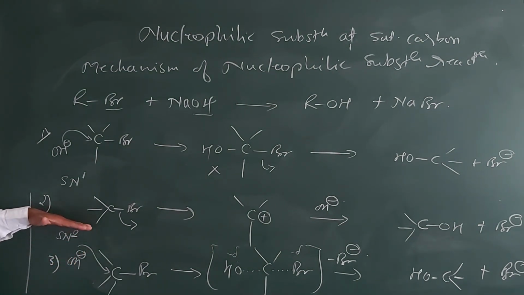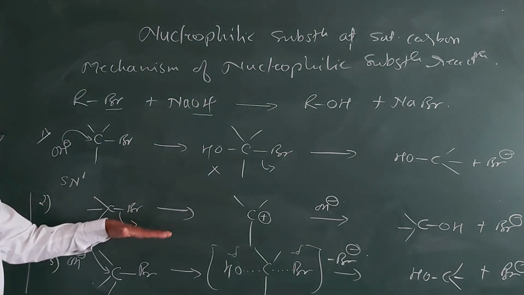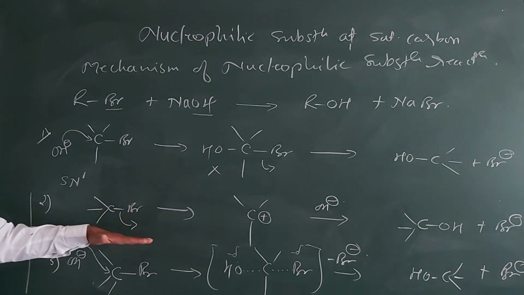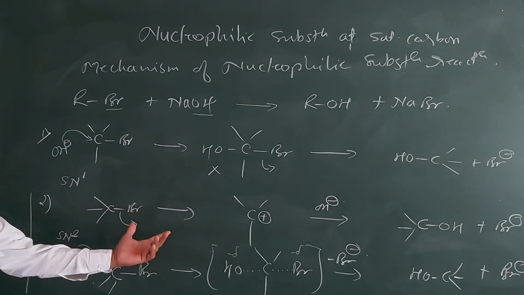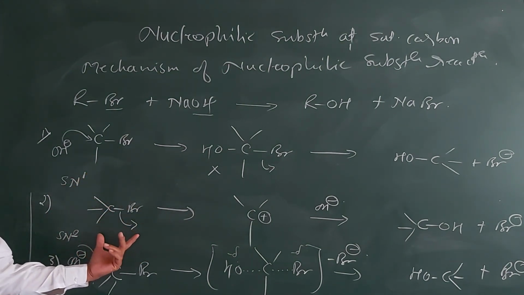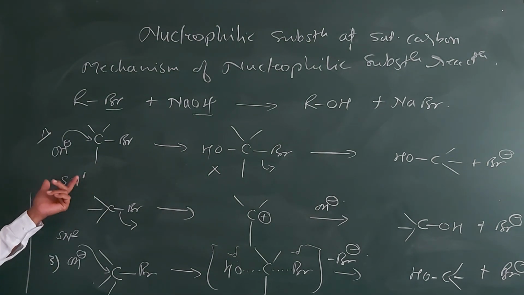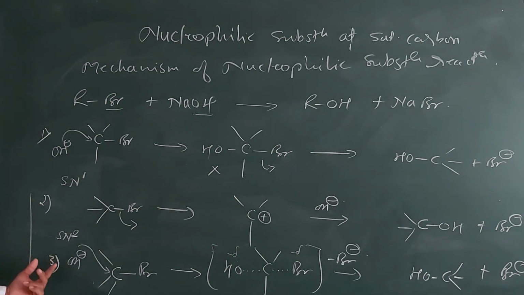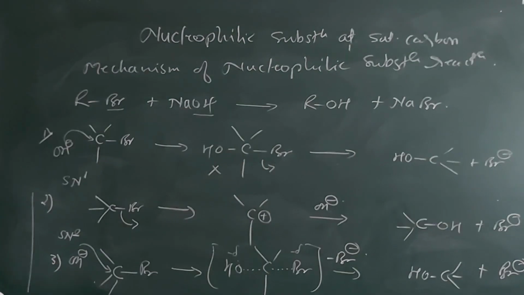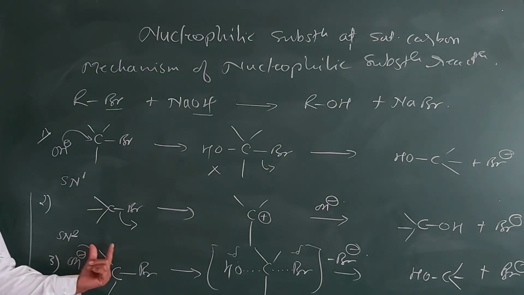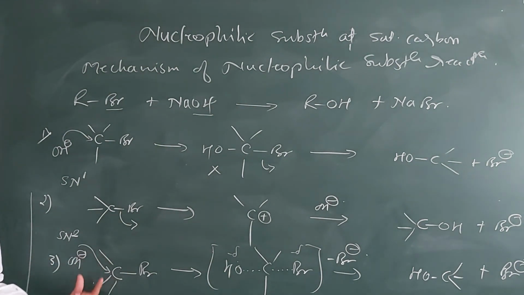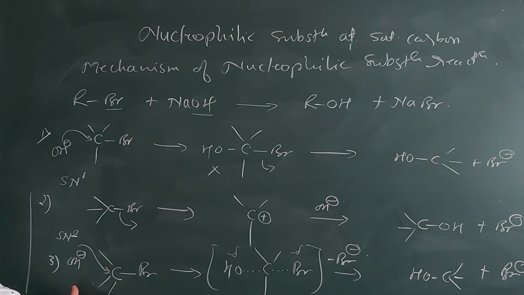Because here in this first step, the slow step, that is the rate determining step where the rate of the reaction can be determined, only one substrate molecule is involved, and so it is called substitution nucleophilic unimolecular. And in this first step, the slow step and rate determining step, the nucleophile along with the substrate is involved, and that's why two molecules are involved, and so the type of substitution is called substitution nucleophilic bimolecular.